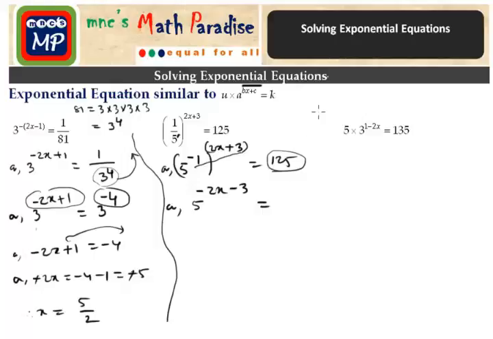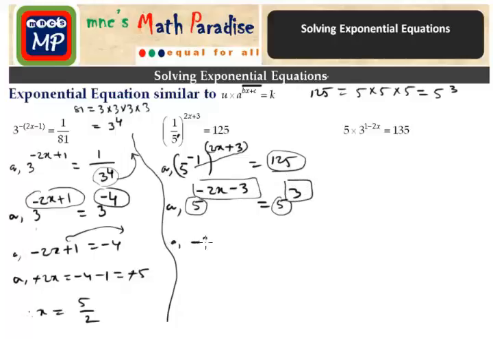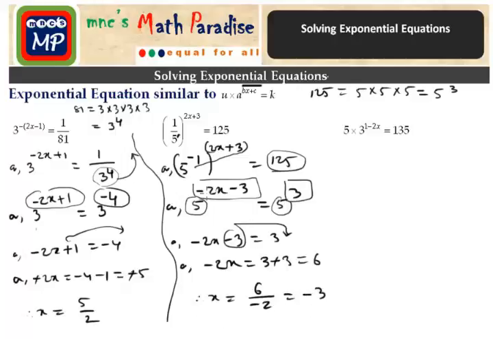Equals 125. 125 is 5 times 5 times 5. 5 times 5 is 25, 25 times 5 is 125. So 5 to the power 3. So we can write it as 5 to the power 3. Therefore, since the bases are equal, their powers, minus 2x minus 3, will be equal to 3. So we get minus 2x minus 3 equals 3, or minus 2x. If we take this 3 to the other side, we get 3 plus 3, that is 6. Therefore minus 2x equals 6. So x will be 6 divided by minus 2, that is minus 3. So here the solution of this exponential equation is x equals minus 3.